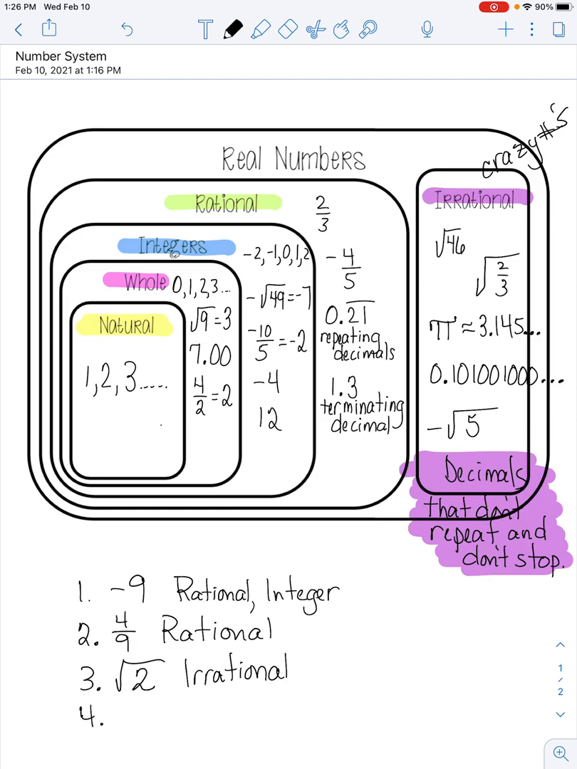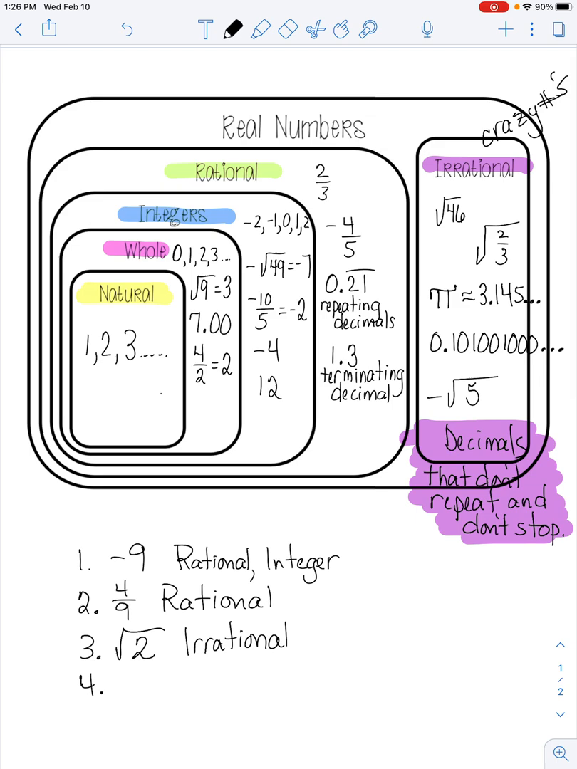Let's keep going. Let's do just a couple more so you can see how you're going to use this graphic organizer. How about -16/2? Well, first of all, a fraction represents division. What is -16 divided by 2? -8.